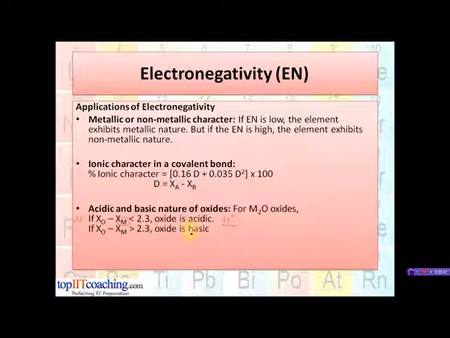Now those oxides which give the solution of a base with water are basic oxides. That means that solution will easily furnish hydroxyl ions. Now if the difference between the electronegativity of oxygen and M is more than 2.3, that is, the electronegativity of M is pretty low, this element will not be able to attract the shared electrons towards itself and will lose the electrons, furnishing hydroxyl ions in the solution. Therefore, these two conditions stand valid.